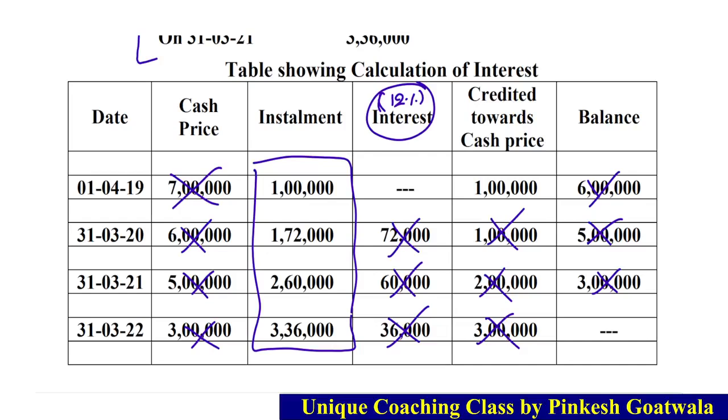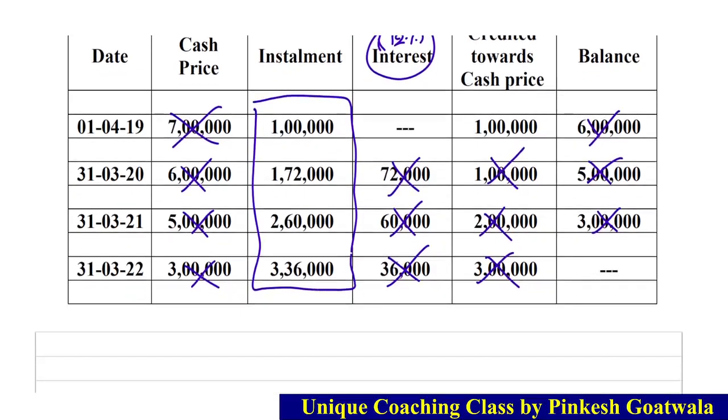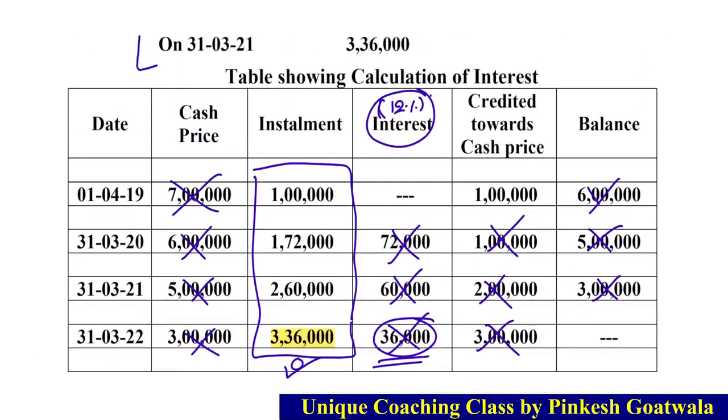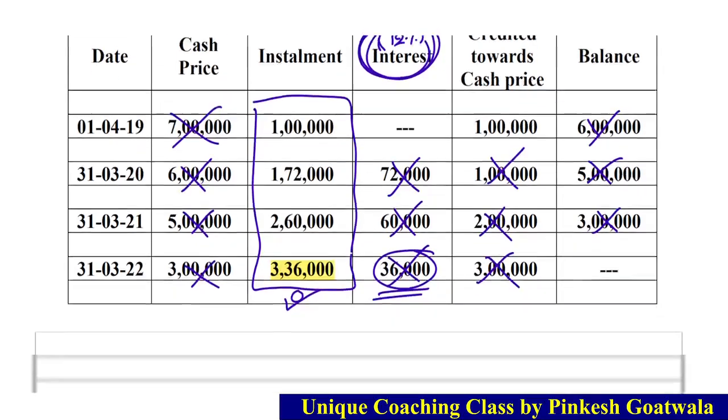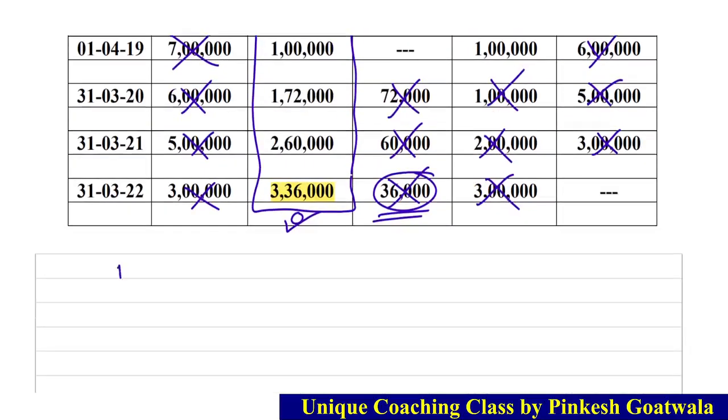So how can you complete this table? I explain here. You have to start from the last installment. What is your last installment? That is 3,36,000. With the help of this last installment you can get the amount of interest. How? Let me explain. How much is the rate of interest? 12%. Okay, so just put this step. The rate of interest is 12%, so 112, we will see from the last installment.